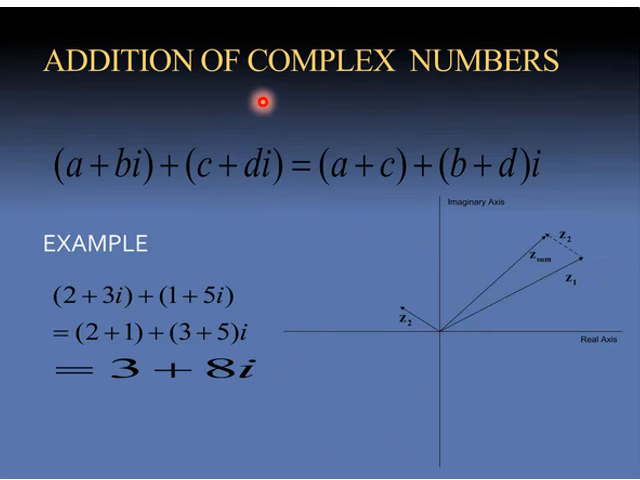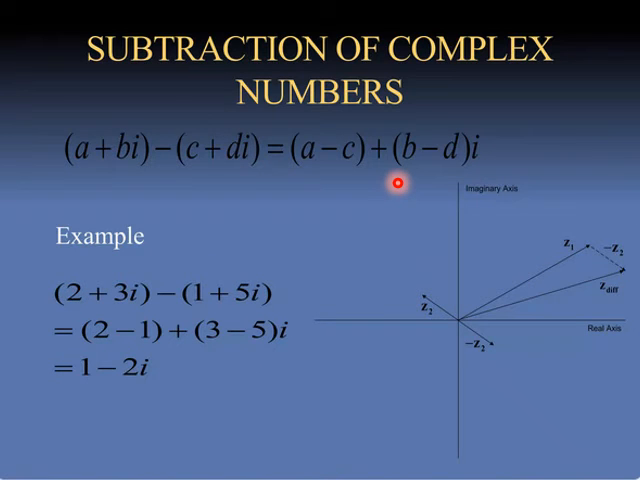Let us do addition of complex numbers a plus bi plus c plus di. So how do we add? We add the real parts a plus c and the imaginary parts separately. So it will be a plus c and (b plus d)i. Take example 2 plus 3i plus 1 plus 5i. We first add the real parts, 2 plus 1 which is 3. Similarly 3i plus 5i will be 8i.